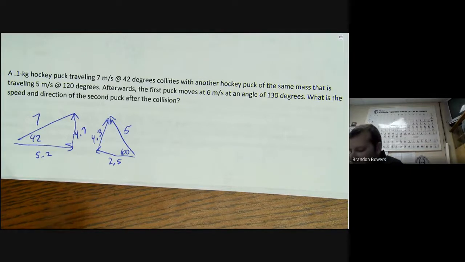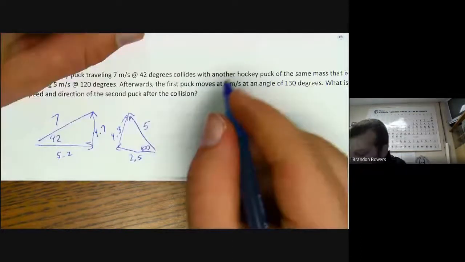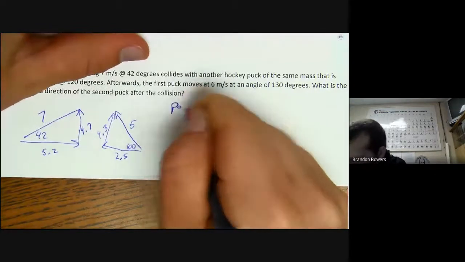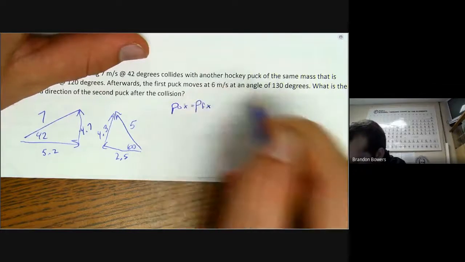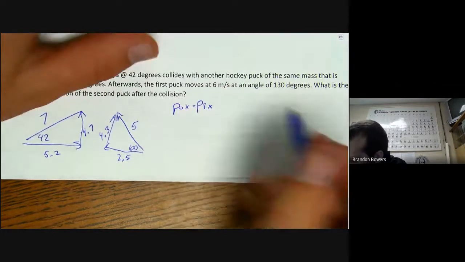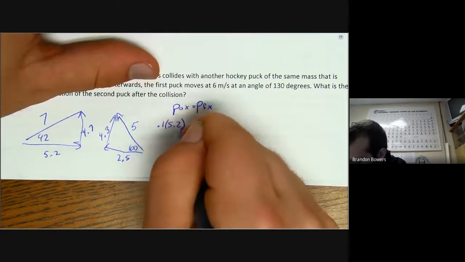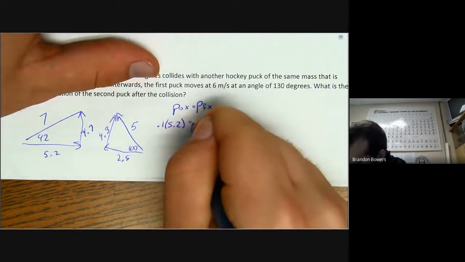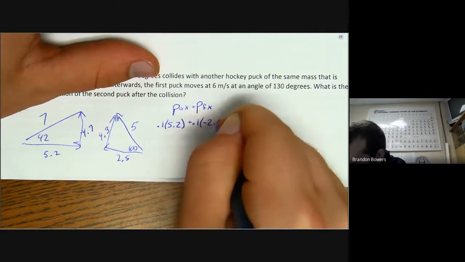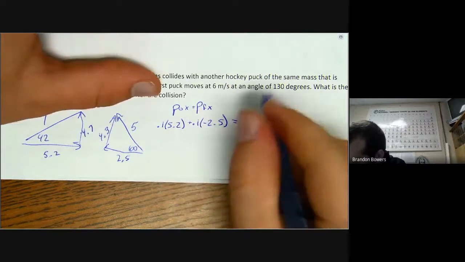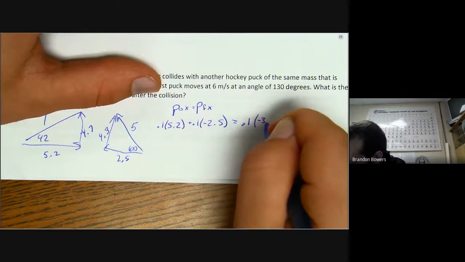All right, so let's do this one at a time. Make sure you can see. My initial x is equal to my velocity x. So let's do the x first. 0.1 times 5.2 plus 0.1 times negative 2.5. So that has to equal 0.1 times negative 3.